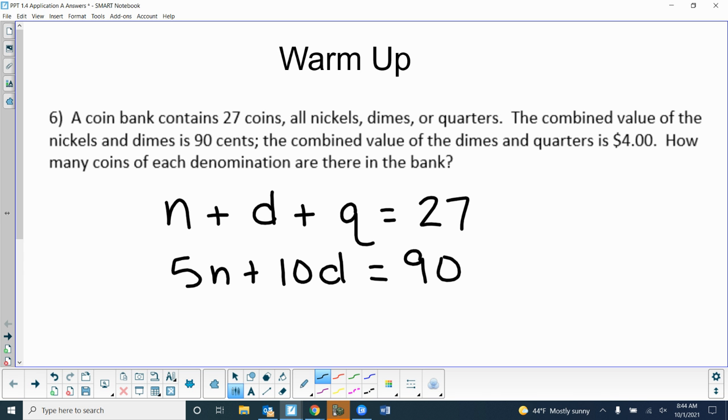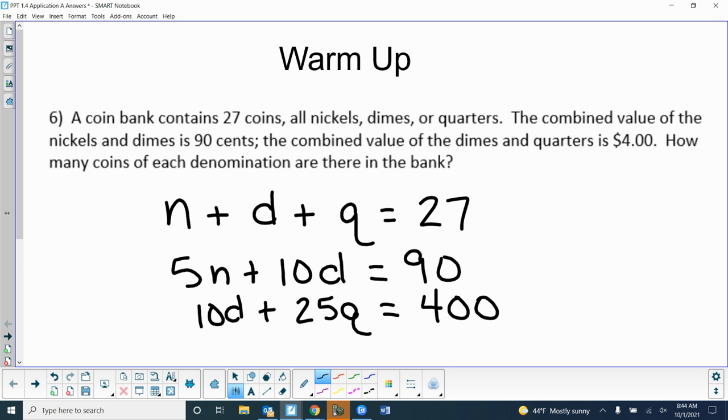And with your calculators and using your matrix stuff, decimals don't make a difference. It'll still work out. The other one, the combined value of dimes and quarters. So 10 cents for every dime plus 25 cents for every quarter is $4. Now again, $4 is 400 cents. Since I kept it in 10 cents and 25 cents, I need to put the $4 as 400 cents. No decimal point. Does that make sense? So that's how I do it. I don't use the decimal point.